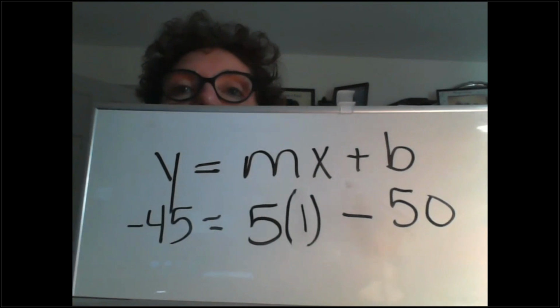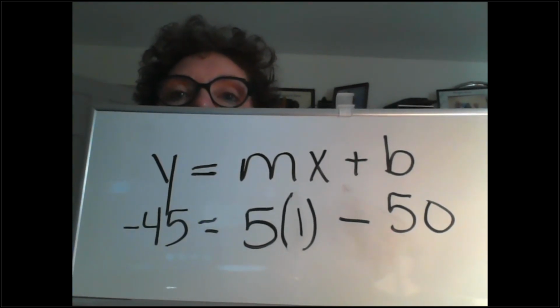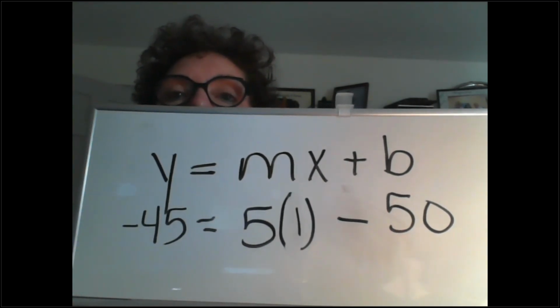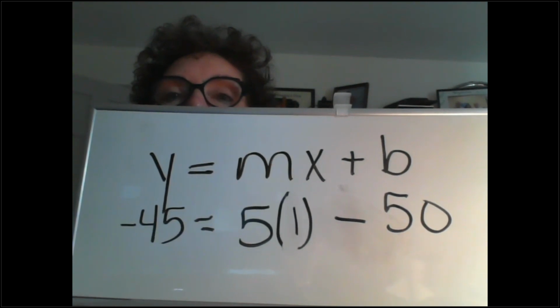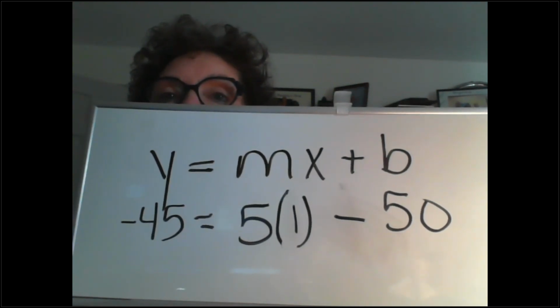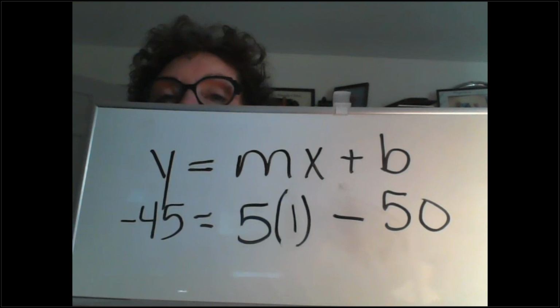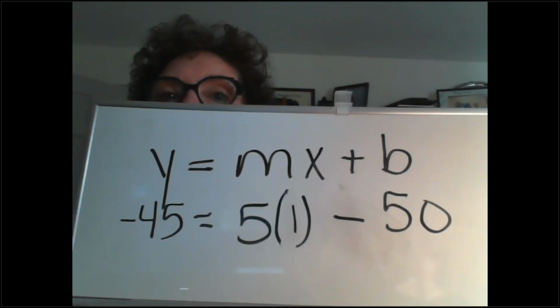This would be what the equation looks like. 1 is the x and negative 45 is the y. So that's the point after 1 week. After 1 week, I would owe negative 45. Let's see if that makes sense. If I simplify this, I would get 5 minus 50. Well, 5 minus 50 is negative 45.